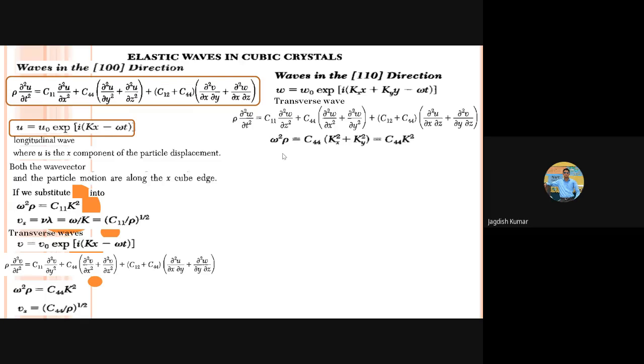But anyhow, the main moral of the story is that we can write down the velocity from here. What will be the velocity? Velocity will be omega upon k, which is equal to the square root of C44 over rho. So the transverse waves propagating along the 110 direction shall be traveling with velocity square root of C44 over rho.